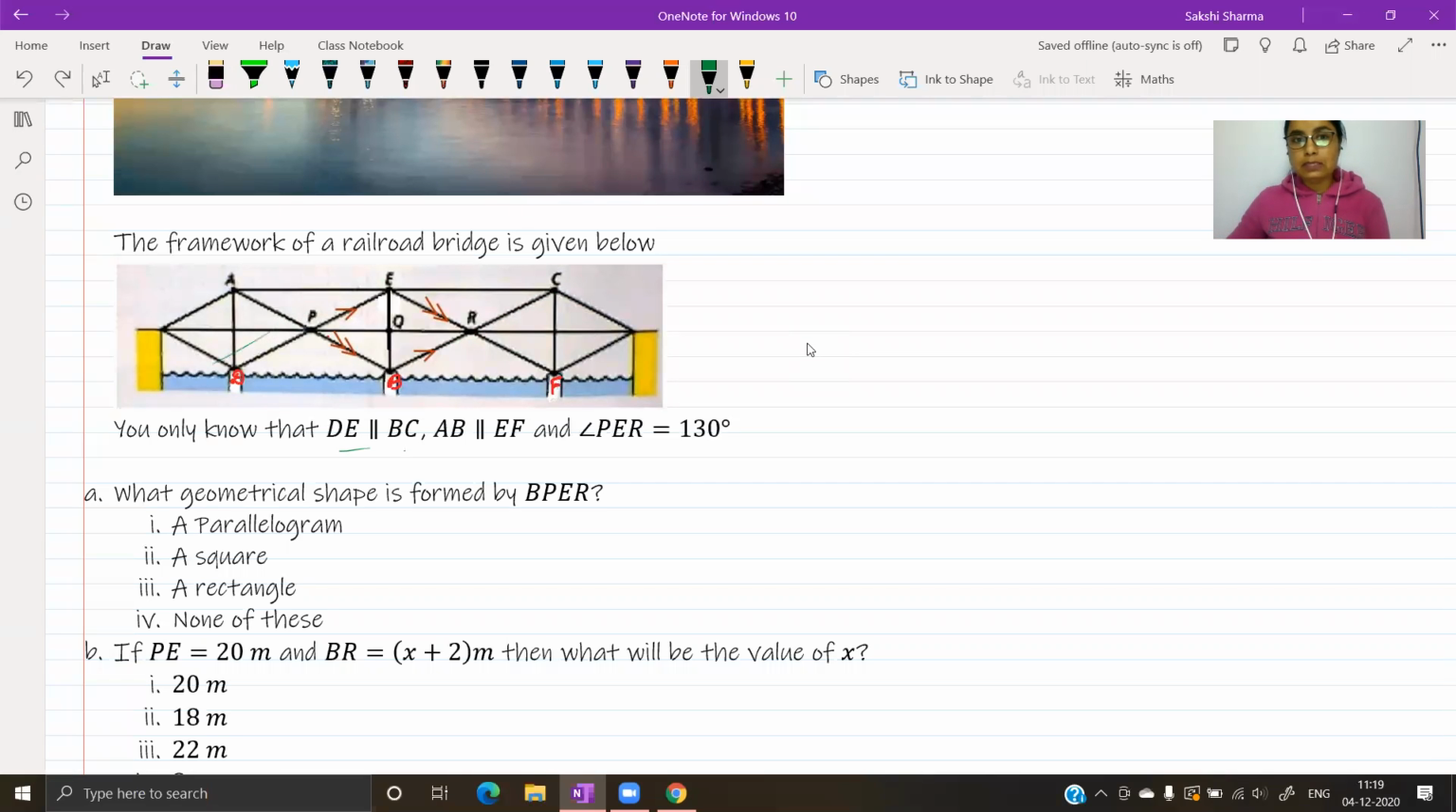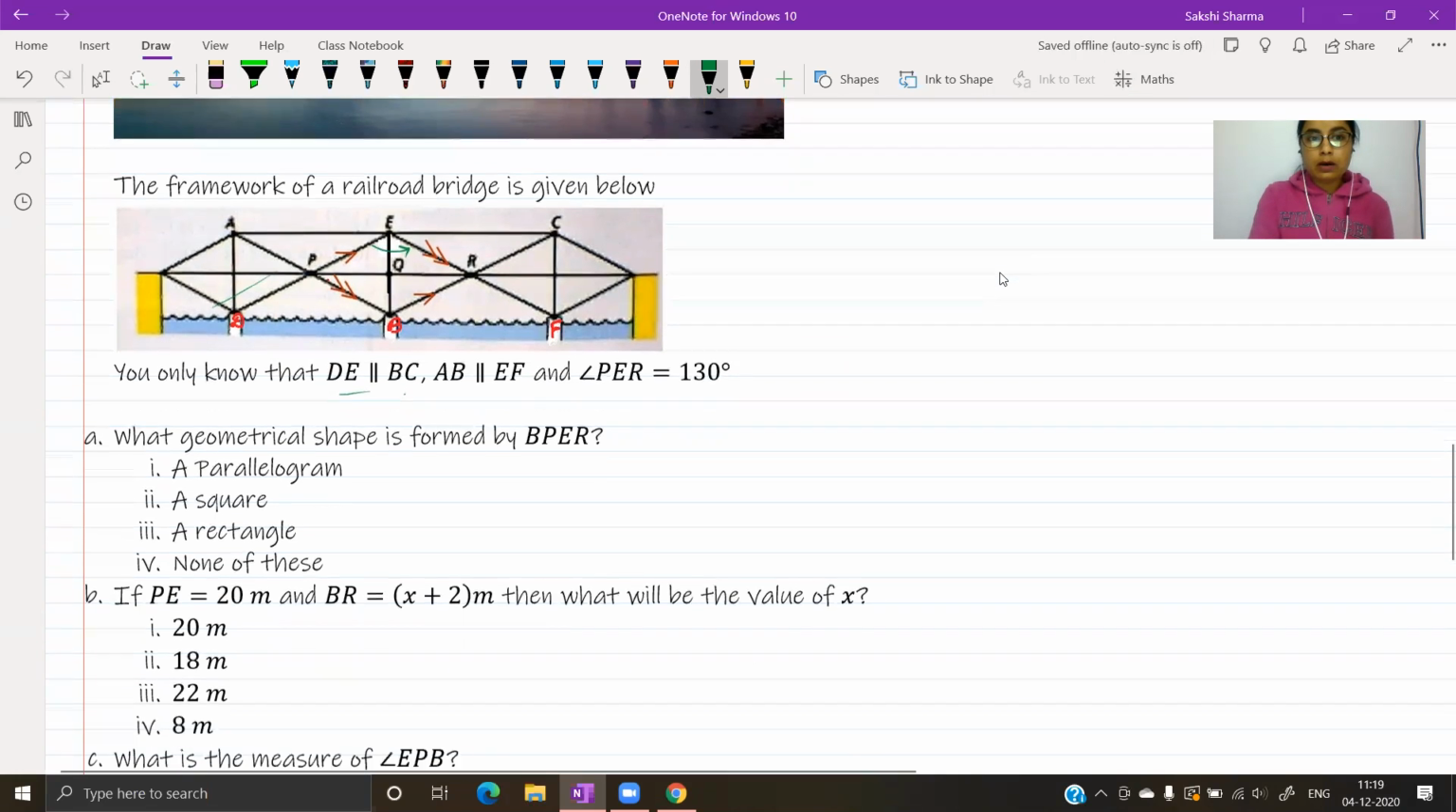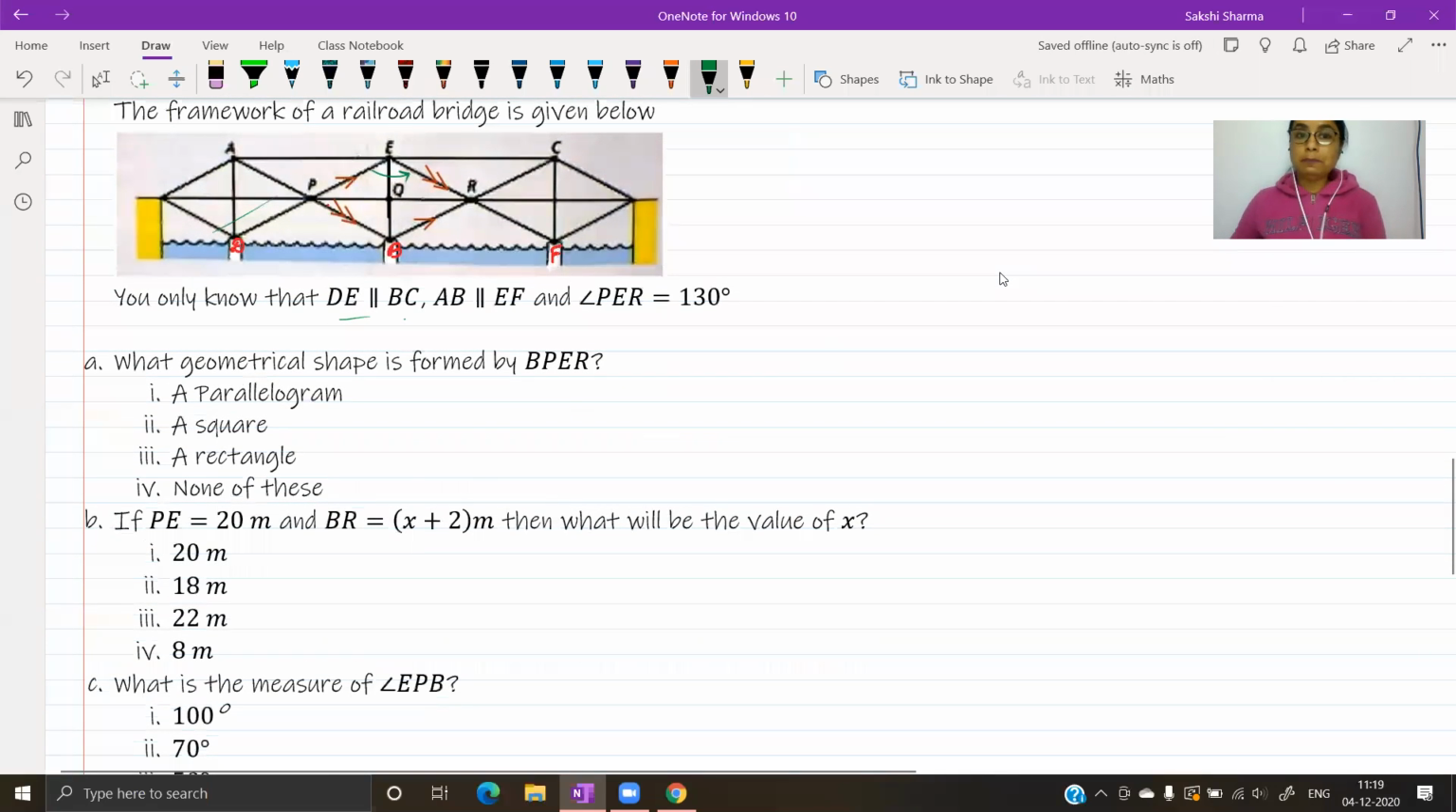Other than that, AB is parallel to EF. So AB is this line, double arrows, and EF is this one, double arrows. It's indicated. Along with that, angle PER, this angle, is 130 degrees. You have to answer the questions based on this now. What geometrical shape is formed by BPER?